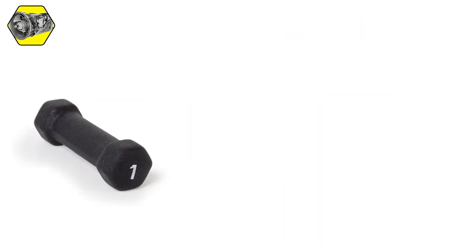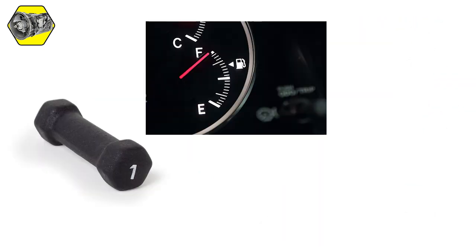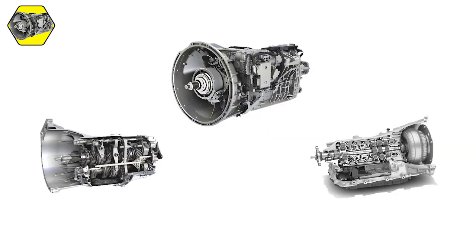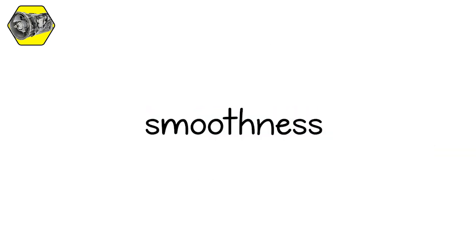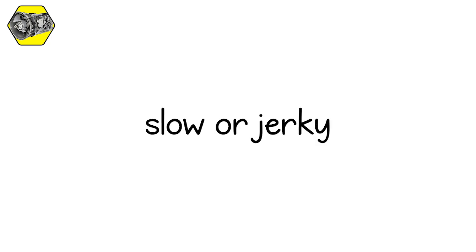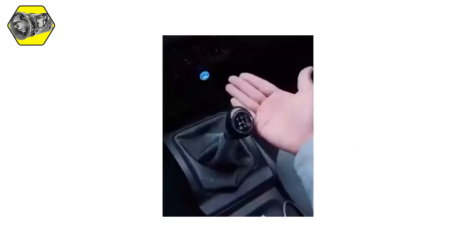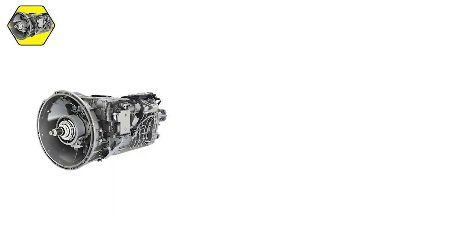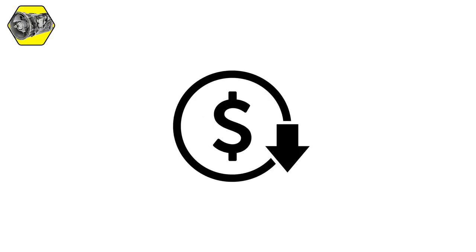The upside? Lighter, more fuel-efficient than old-school automatics, and much more affordable. For buyers who want automatic convenience without high cost, AMT hit the middle ground. The trade-off? Smoothness. Shifts can feel slow or jerky since the system disengages, shifts, and re-engages like a human driver. Still, in markets like India, South America, and parts of Europe, AMT made automatics accessible by keeping costs down.